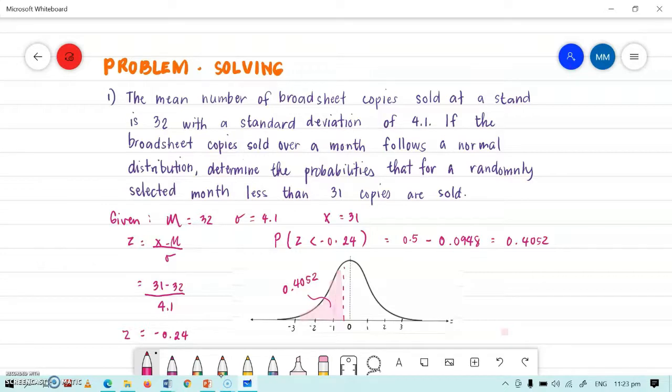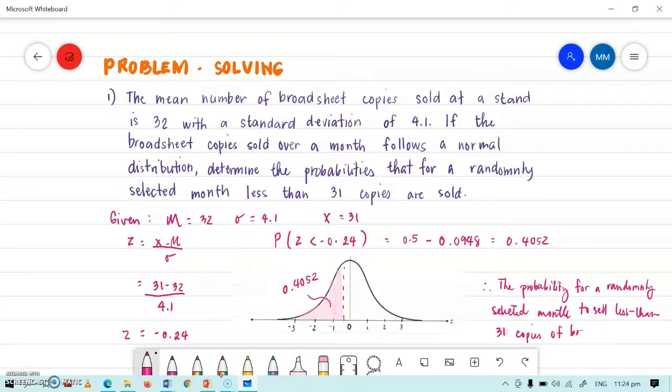So answering our problem here, we say that the probability for a randomly selected month to sell less than 31 copies of broadsheet is 0.4052 or 40.52%.